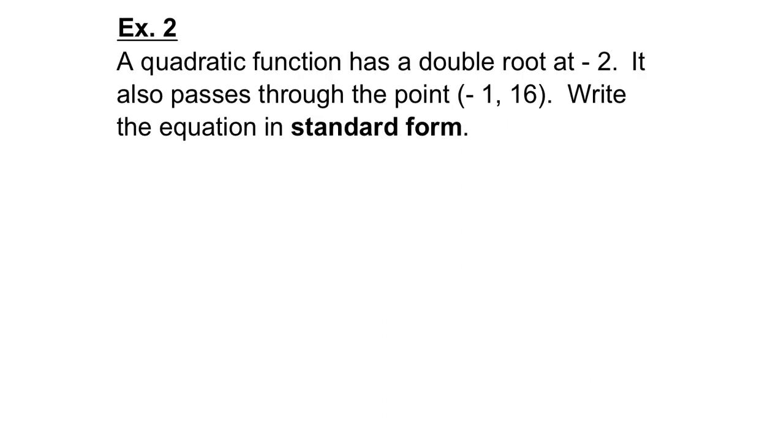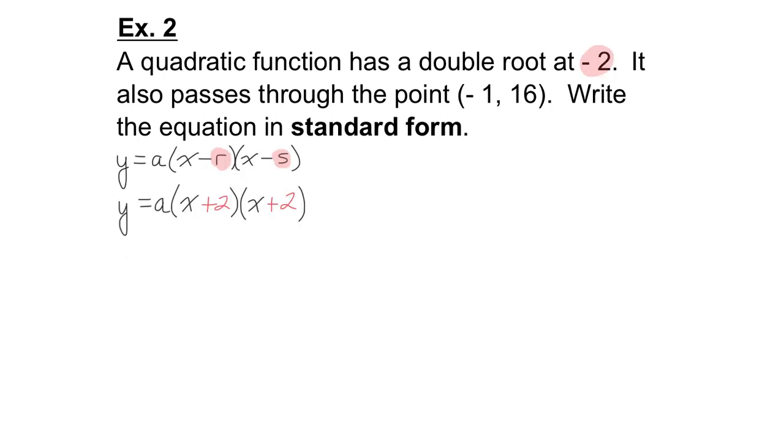In this next example, it's the same as before, except with two differences. The first one is, it says it has a double root at -2. A double root just means that there's one x-intercept if you were to graph this. In other words, the vertex is also an x-intercept. There's only one point on the x-axis. So if you have a double root at -2, that means both roots are -2.